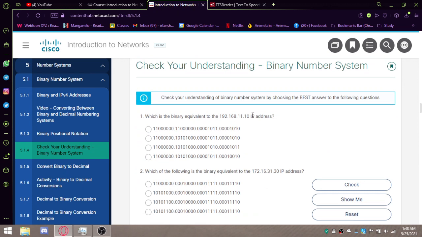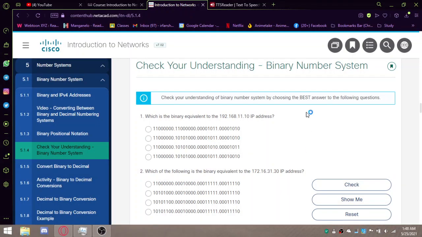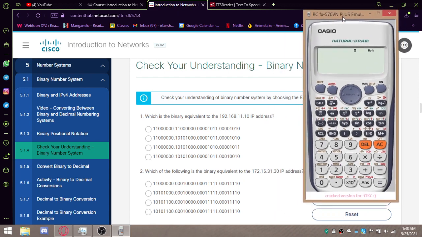Ni aku dah malas ni. Jom kita ke stand-nya.